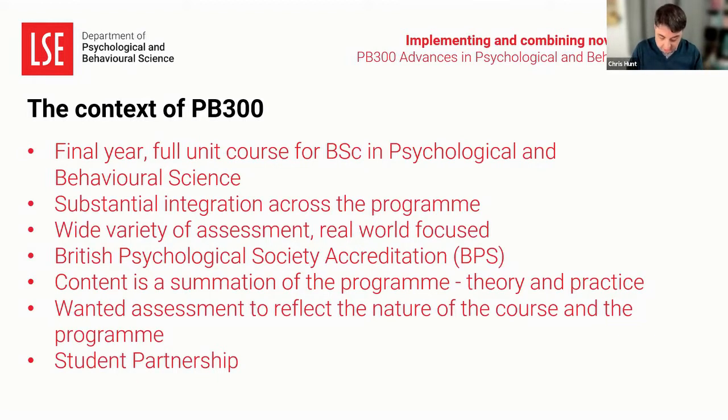PB 300 is a full unit course. It comes in the final year of the BSc in Psychological and Behavioural Science. There's heavy integration across the programme and with the courses, and both the teaching and the assessments are connected with other teaching and assessment in other courses in lots of ways. So we have lots of horizontal integration within each of the years, and we have lots of vertical integration across each of the years. The assessment the students have gone through to date in year 1 and year 2 of the programme is varied and very real world focused, along with the programme more generally.